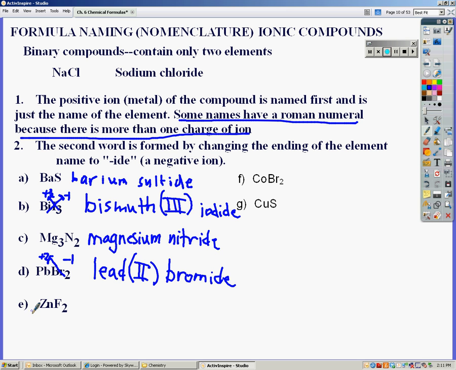Okay, the next one, letter E, zinc and fluorine. Zinc is an ion that only has one charge, so we don't do Roman numeral. And so all we have to do is remember to change fluorine to fluoride.